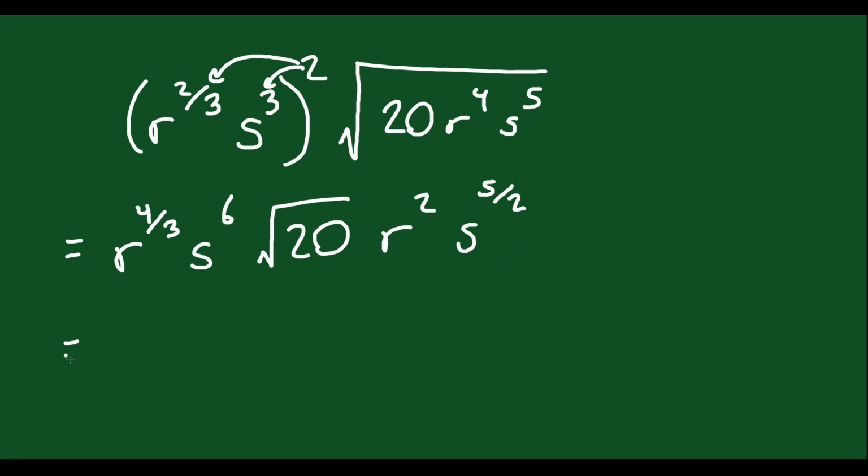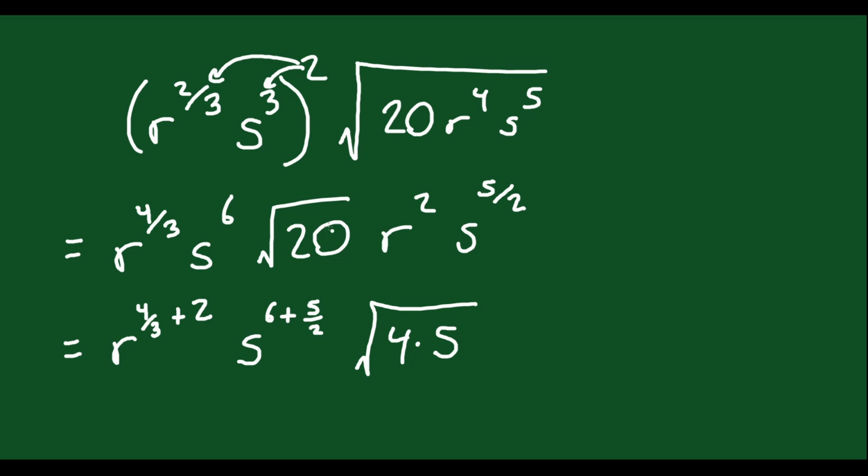Now we can combine terms together, because if you recall, when you multiply terms together that have the same base, you just have to add the exponents. So r to the 4/3, I can just add 2, like that. For s, you'll have 6 plus 5/2. And then the square root of 20, I'm going to start simplifying that, so I'll do 4 times 5. If you recall how we simplify radicals, you just split it up into 2 factors where one of them is a square, so you can take the square root of it. That's the idea. Go check out that video if you need a review on that.